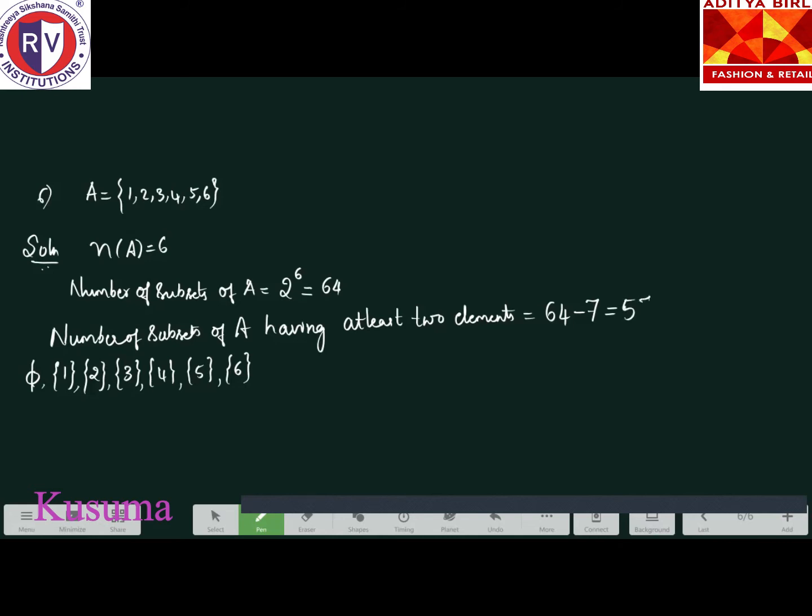It is 57. Therefore, 57 will be the number of subsets of A having at least 2 elements. So this is option B. Option B will be the right answer.